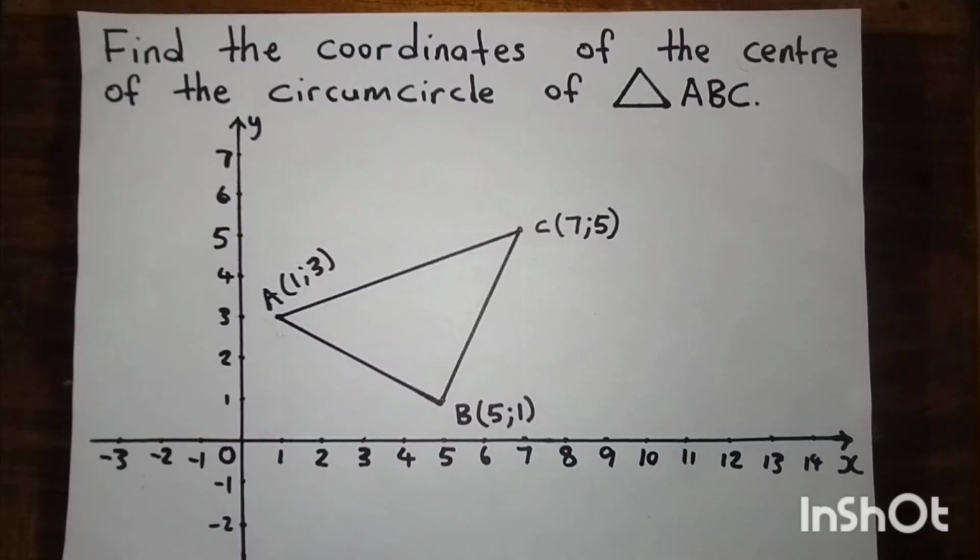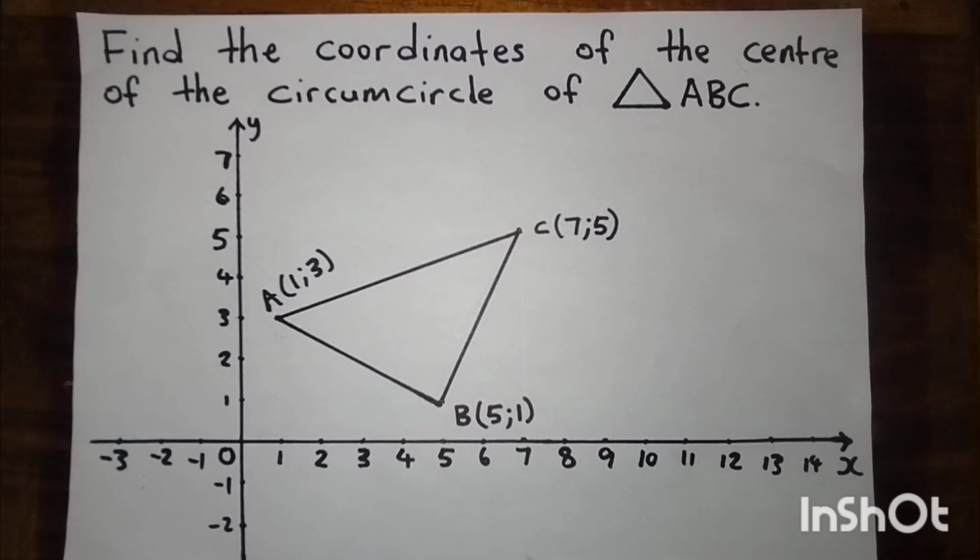Hi everyone, this video is a sequel to my previous video. I'm going to show you how to find the coordinates of the center of the circumcircle of triangle ABC using two methods. The first method, we are going to use construction, and the second method, we are going to use simultaneous equations. So what is a circumcircle?